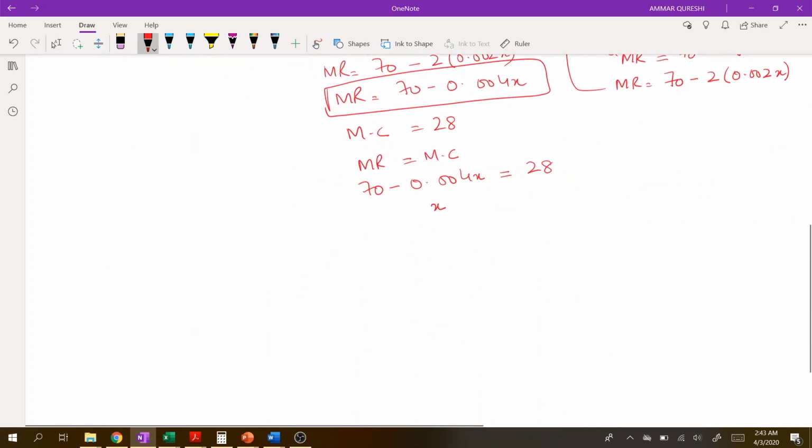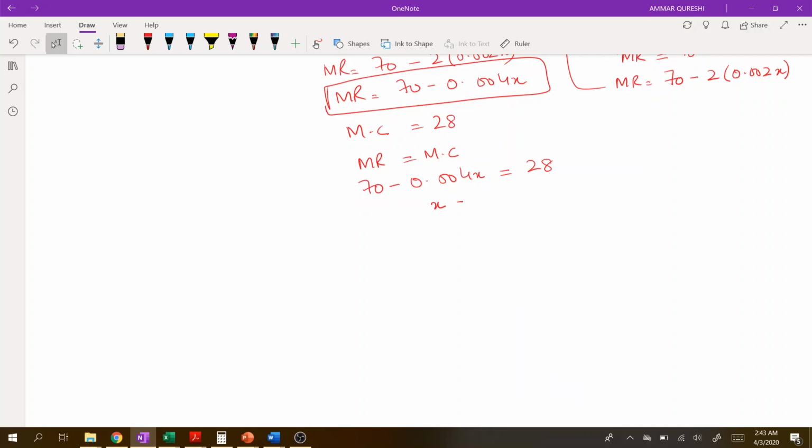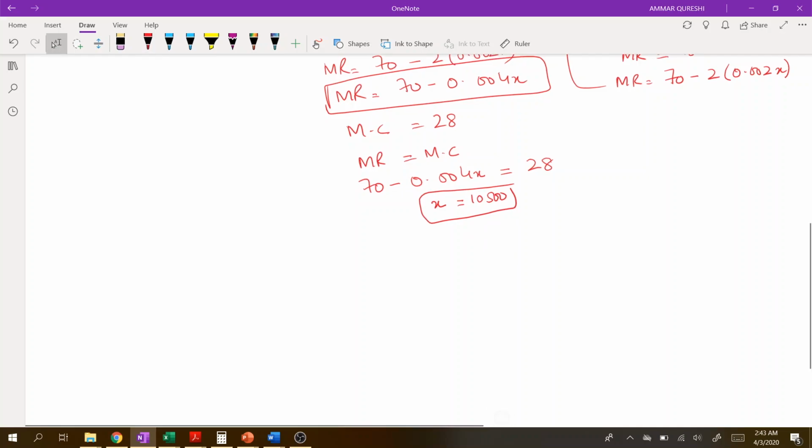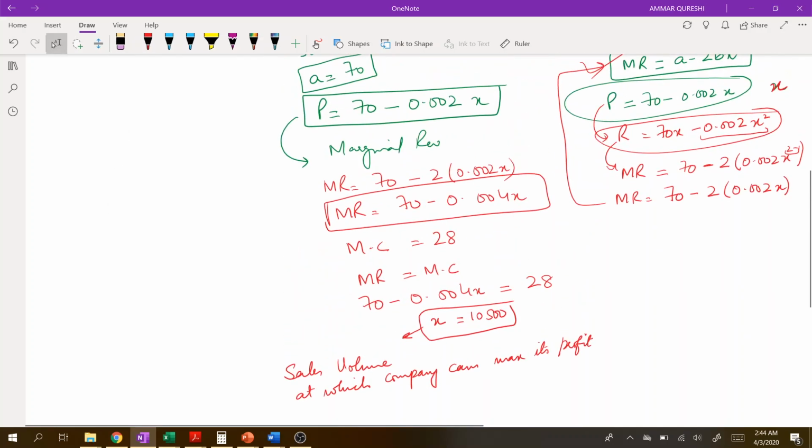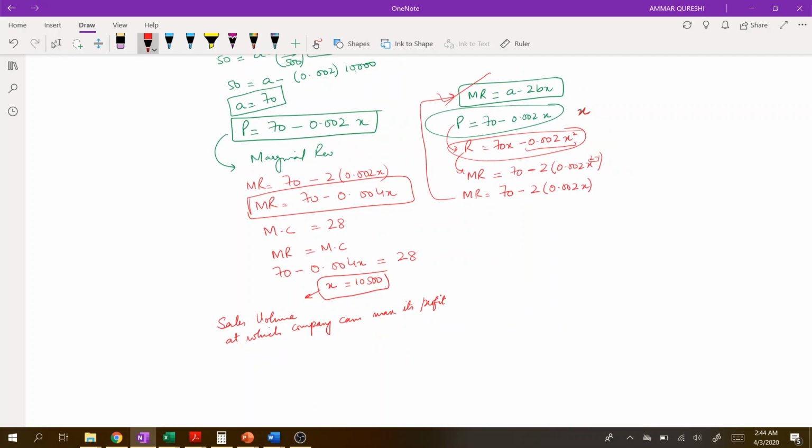Okay, fine. So X is actually equal to 10,500. What is this X representing? This is basically the sales volume at which the company can maximize its profit, right? This is the sales volume, and we have to calculate the selling price, right? So how can we calculate the selling price? See, this is the formula for calculating price for this particular question, right?